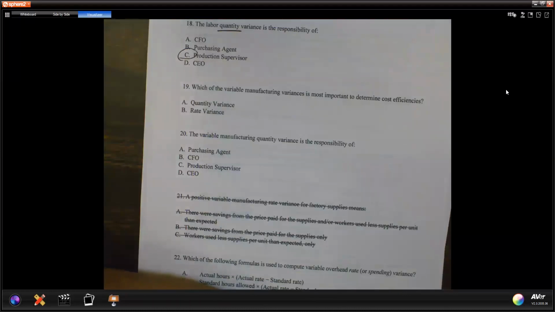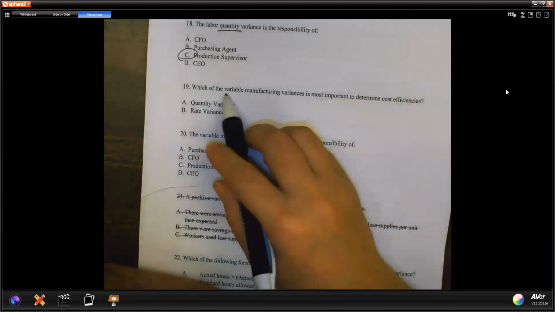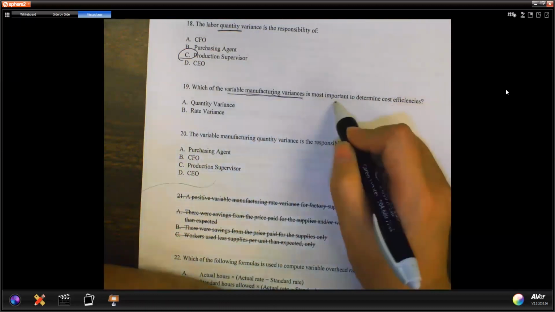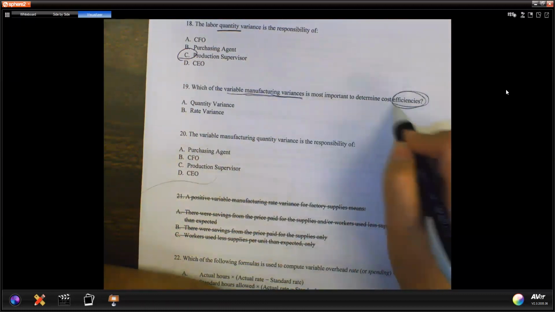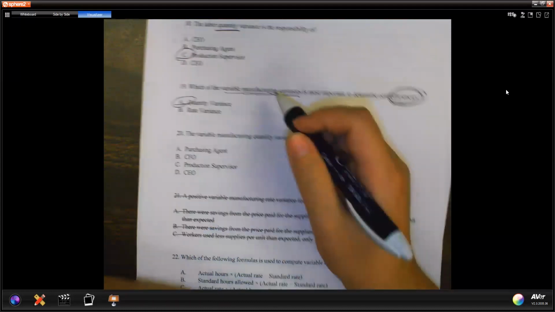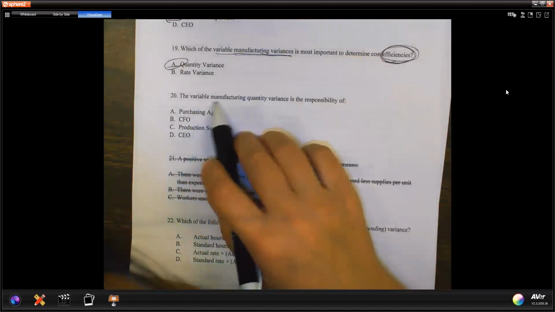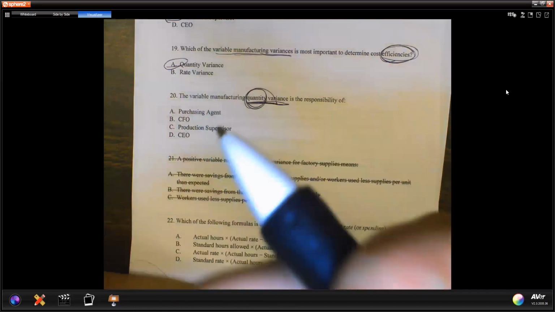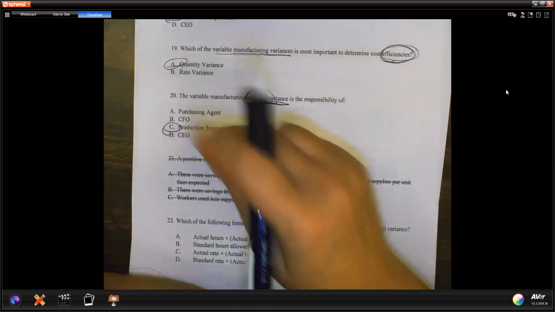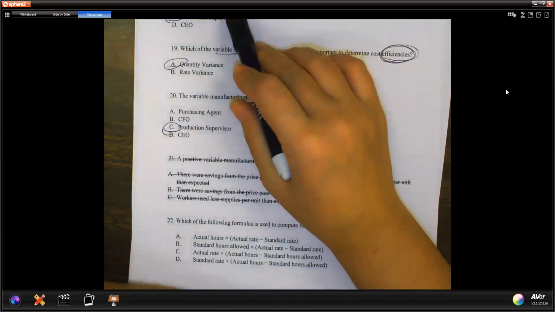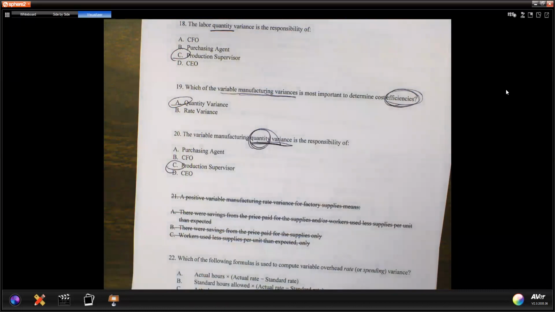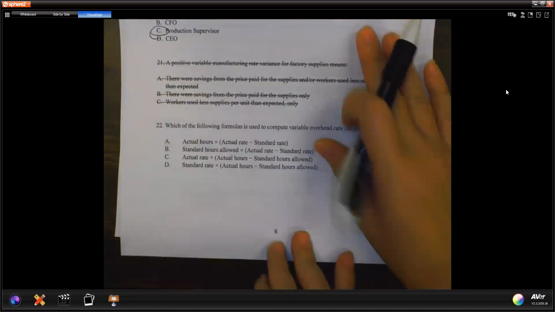Read textbook. Which of the various variable manufacturing is most important to determine efficiency? We say efficiency is about your quantity. Variable manufacturing quantity variance. Quantity variance is always your production. Quantity variance is always your production supervisor. Okay, question 21, you don't need to worry, sorry.